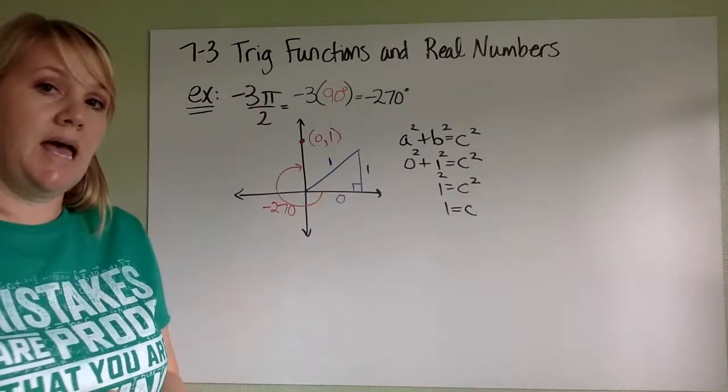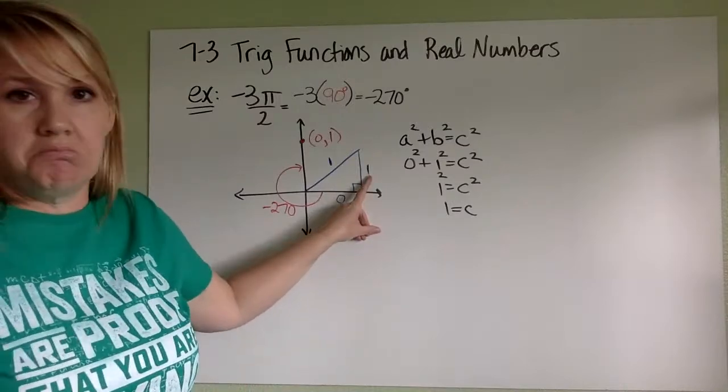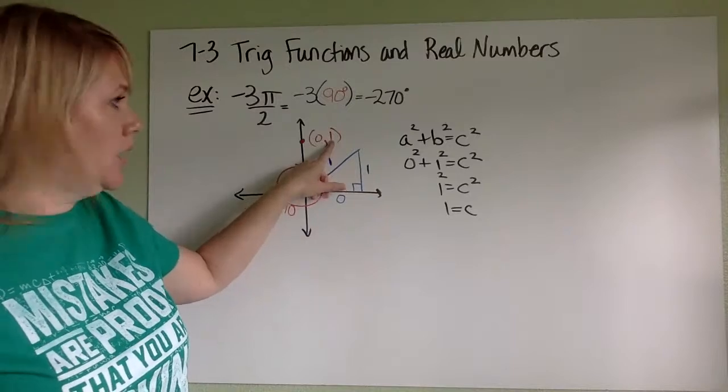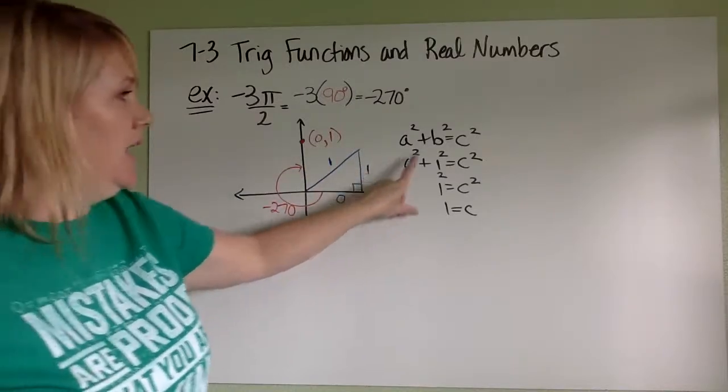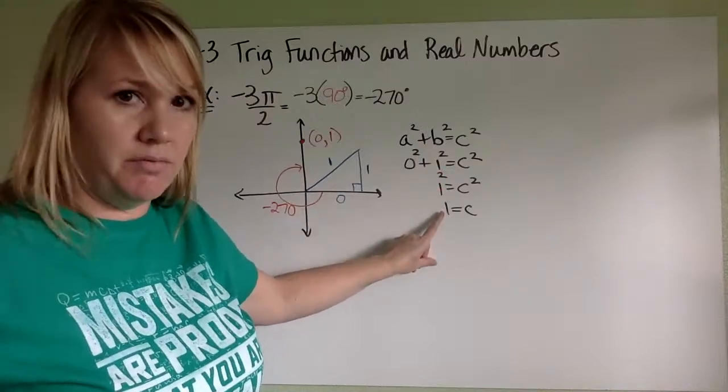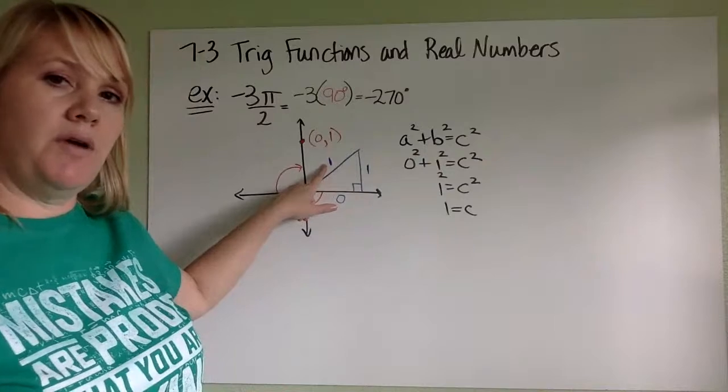So what if instead I had used a 5 right here? I could use a 5. I could use the ordered pair 0 and 5. Absolutely. So that would be a 5, and this would be a 5, and this would be a 5, and that would be a 5. And so the hypotenuse would also be a 5.